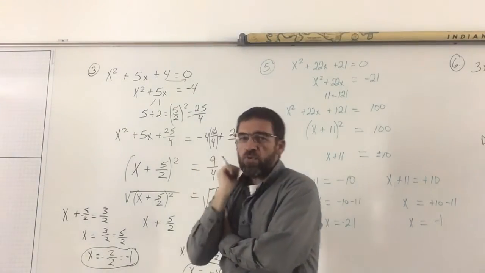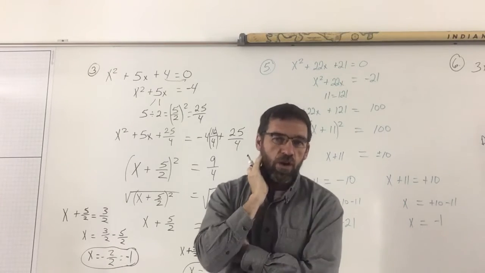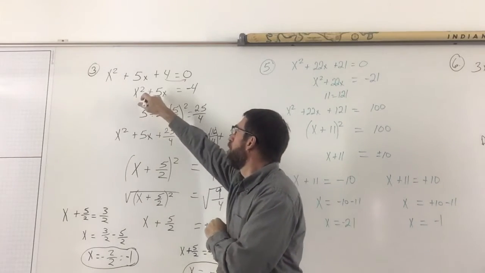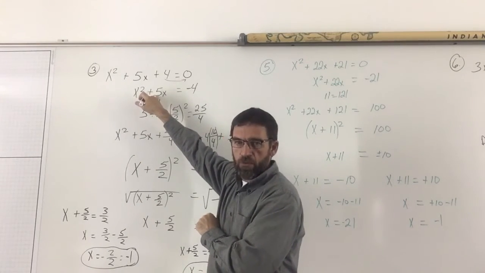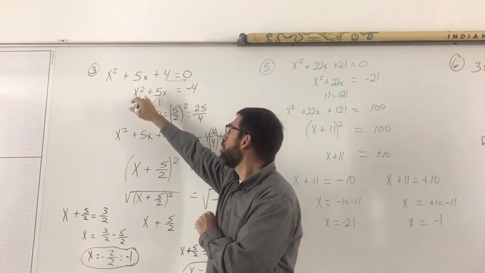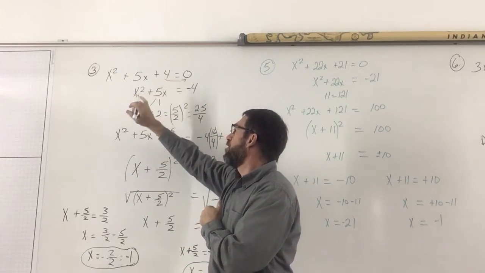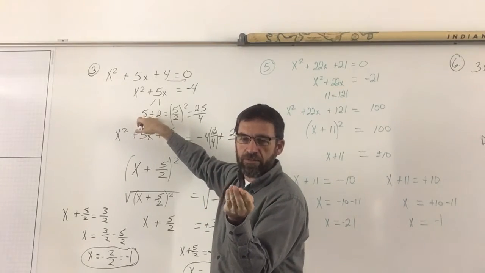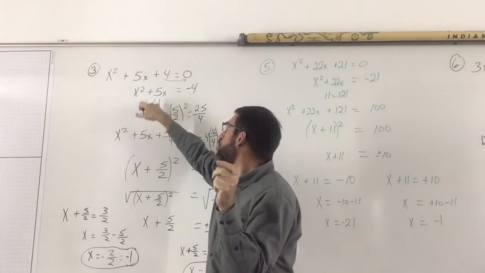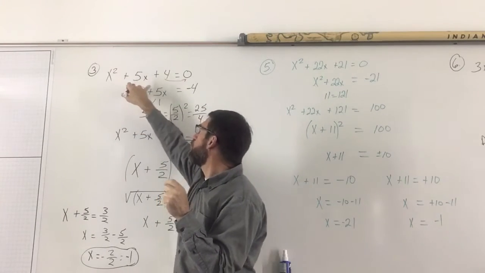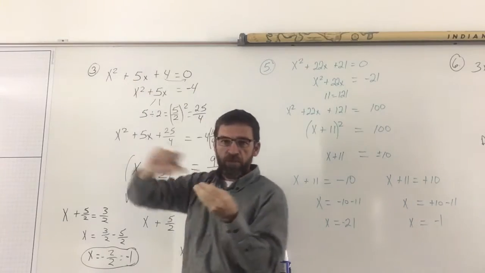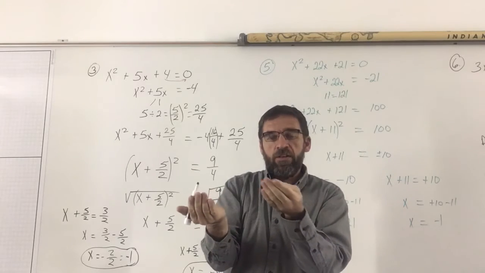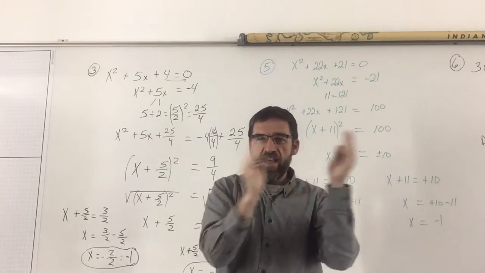Now, the next step, I don't know how to tell you what to do more than you just have to follow the rules. The next step is take your coefficient, which is the number of this term here, and divide it by 2 and square it. That's a 2-step process. You take this middle term of your equation, divide by 2, and take that answer and square it. And now, the third thing is add it to both sides.